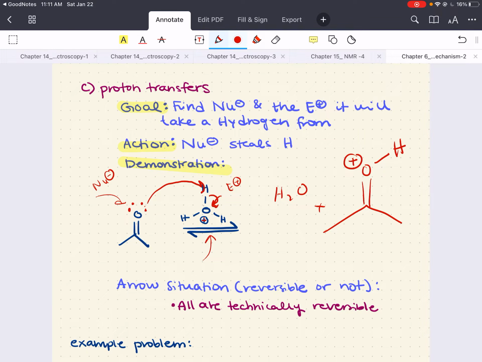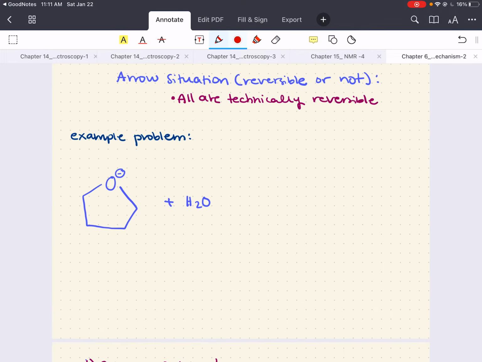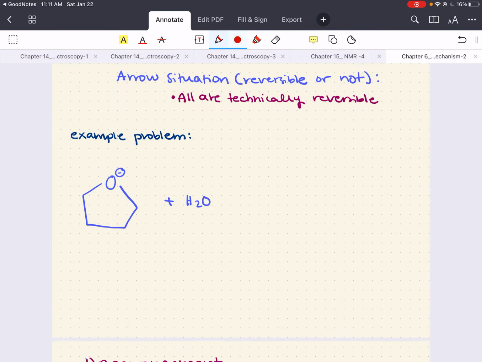All right, these are all technically reversible. Let's do an example problem. This oxygen here has a negative charge. It's going to serve as our nucleophile. It can steal a hydrogen from the water, and what will form now is this oxygen with a hydrogen bond, and then the water is going to have a negative charge.